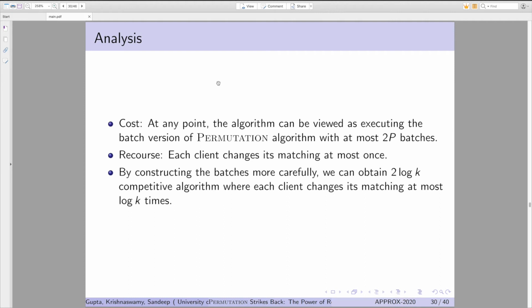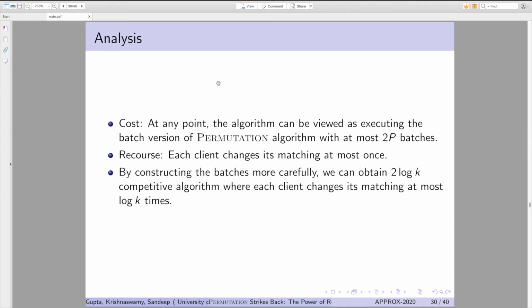Now we look at the recourse of the algorithm. Note that each client changes its matching only once. First, when a client arrives, we run permutation and find its matching. After the block in which it is present finishes arriving, we compute the batch permutation for that block, and we match it to a different server. So each client changes at most once. This gives an algorithm with competitive ratio order square root k and recourse O of 1.